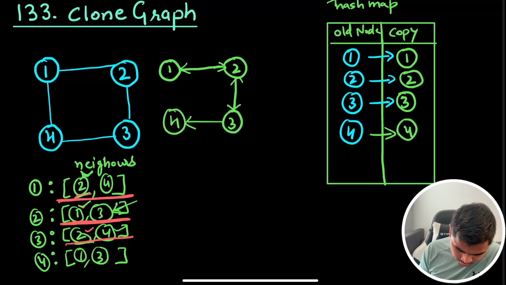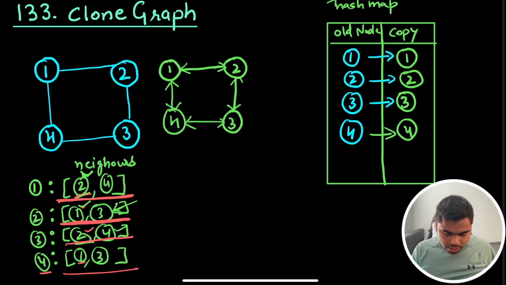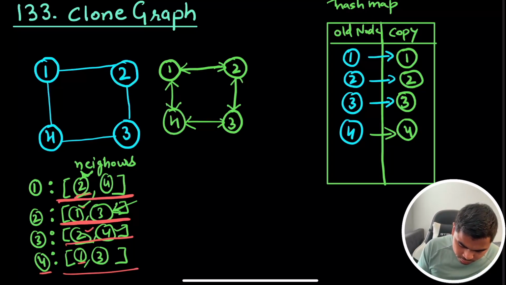So this is 4. I'm traversing its neighbors now. You'll see that 1 and 3 are both present in our hash map. So in this case I'll just directly get the copy and add that to 4's neighbors. So 4's neighbors are 3 and 1, and then 1's neighbor is also 4, and that will be added once you return back. So first we'll be done traversing 4, and then 3, and then 2.